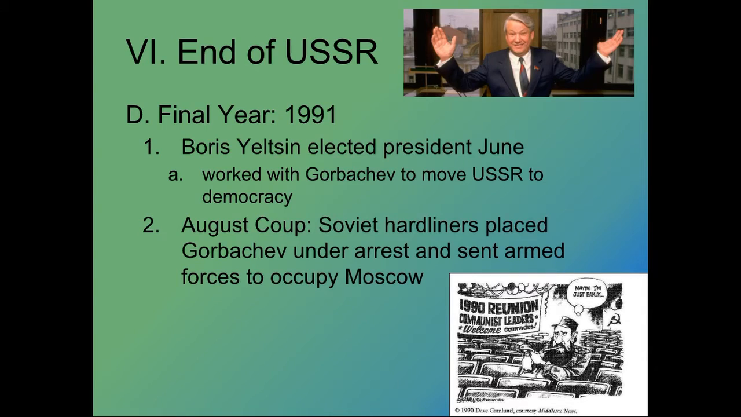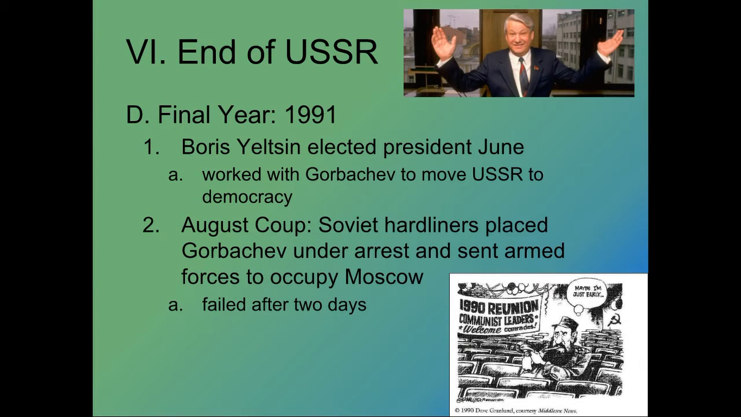However, there are a lot of Soviets who are not excited about this. They don't like glasnost. They don't like perestroika. They don't like democracy or freedom. They like totalitarianism. So at one point in August, Gorbachev is at his summer house hanging out, doing his summer house things. And the Soviet hardliners, many of whom are in the army, go around and basically place Gorbachev under house arrest. And in addition, they send armed forces to occupy Moscow and occupy the Kremlin, the government building there. And they're like, we're taking over the country. We're going back to totalitarianism. None of this crazy democracy.